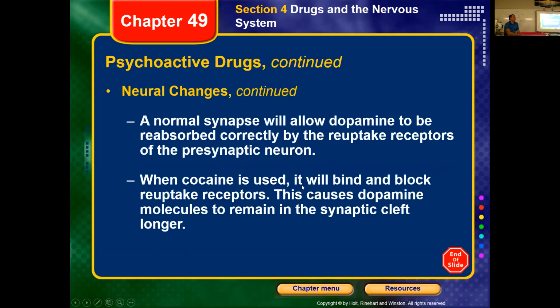So cocaine goes in and binds to reuptake receptors. That means dopamine levels are way high in that synapse. And so the postsynaptic nerve keeps getting stimulated and told to fire because those neurotransmitters aren't going away. That's what gives you a little bit of, oh, this isn't normal. Hey, this kind of feels good.